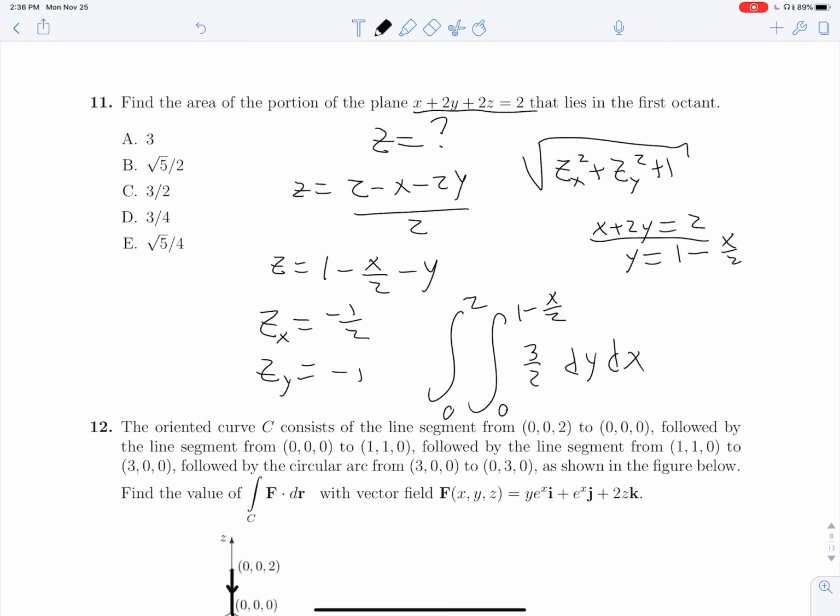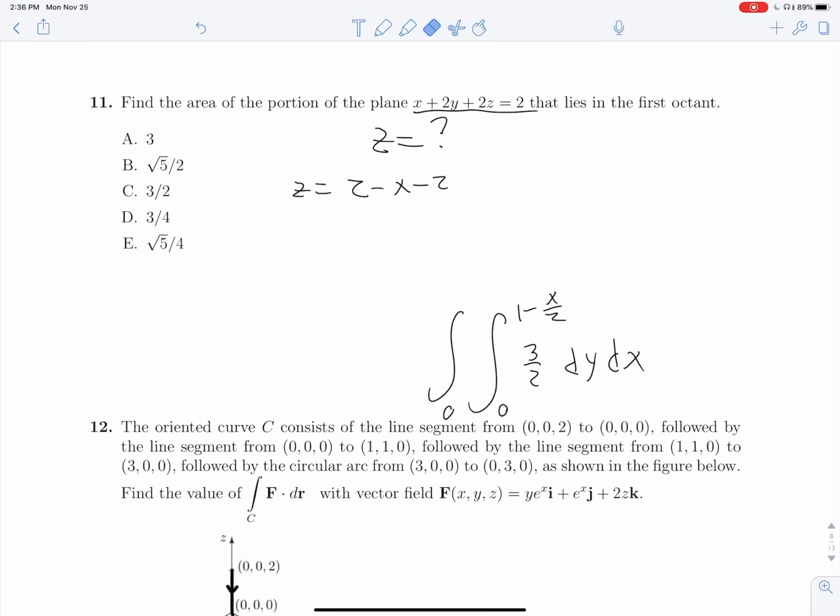So now, make a little more space, cleaning out pretty much everything else. Oh no, I cleared out one of the bounds, that's too bad. We should be able to integrate and get our answer. So we have no y's in here, so this dy is just going to multiply our 1 minus x over 2 in. So this will be 3/2 minus 3x over 4, integral from 0 to 2 dx for our last step.